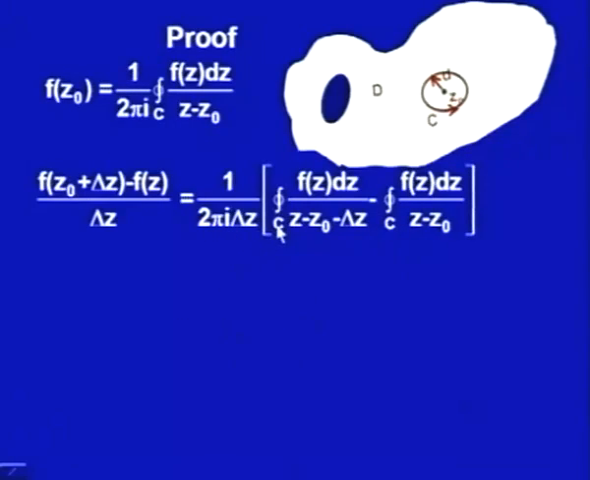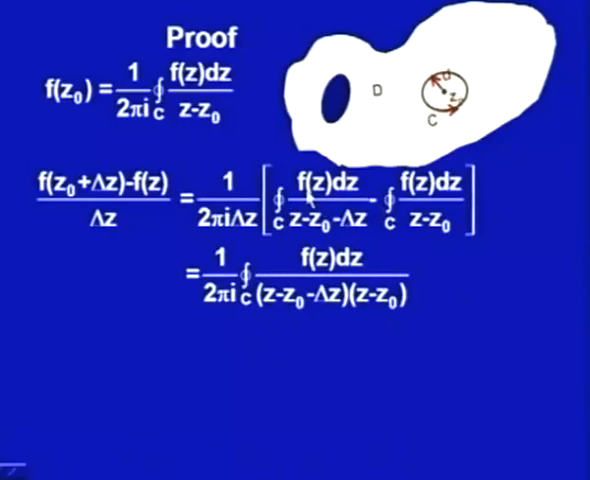Now because this is the same contour, we can join the integrands and simplify. We get f(z) times delta z upon (z minus z naught minus delta z) into (z minus z naught). The delta z and delta z cancel out, and I get it is equal to 1 upon 2 pi i integral along the contour C of f(z) upon (z minus z naught minus delta z) into (z minus z naught) with respect to z.